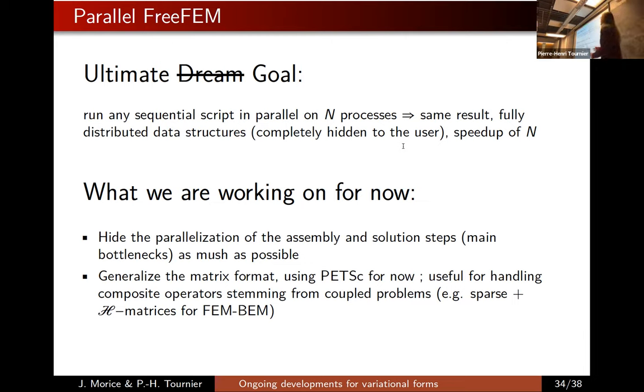And so how to manipulate this composite operator? We try to generalize the matrix format, which, in the same way as PETSc, if you know, has a nested matrix format, which is basically a block format where each block is a matrix of any type, really. And so we try to use that also to ease the solution of coupled problems, such as the FEM-BEM problem we showed you just before.